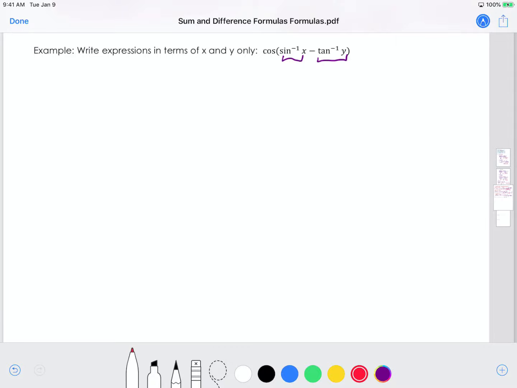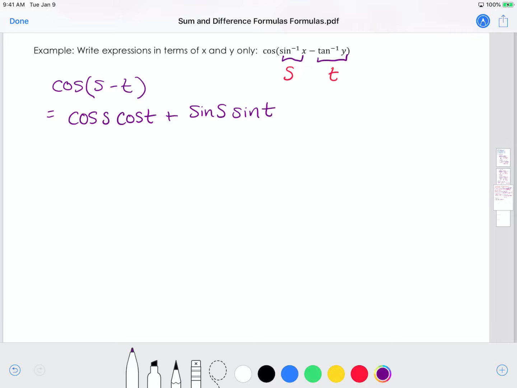So I'm going to label sine inverse of x as angle S and tangent inverse of y as angle T. And so this is giving me cosine of S minus T, and the formula for that is cosine of S, cosine of T, plus sine of S, sine of T. So I want to write all of this big mess in terms of x and y only. And I'm going to do that by setting up my triangles and substituting all of those trig values with our ratios.